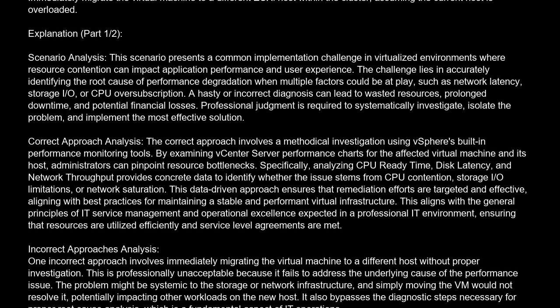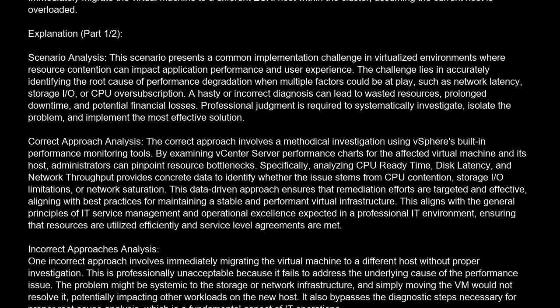Correct approach analysis. The correct approach involves a methodical investigation using vSphere's built-in performance monitoring tools. By examining vCenter Server performance charts for the affected virtual machine and its host, administrators can pinpoint resource bottlenecks. Specifically, analyzing CPU ready time, disk latency, and network throughput provides concrete data to identify whether the issue stems from CPU contention, storage I/O limitations, or network saturation.